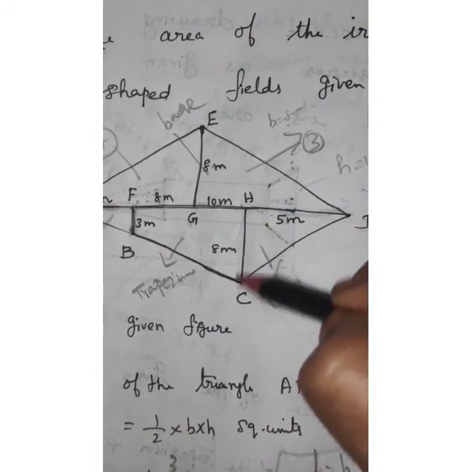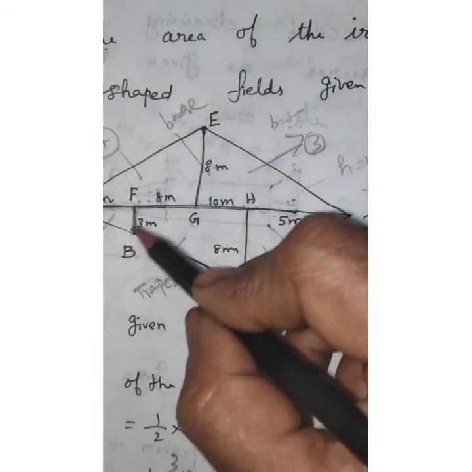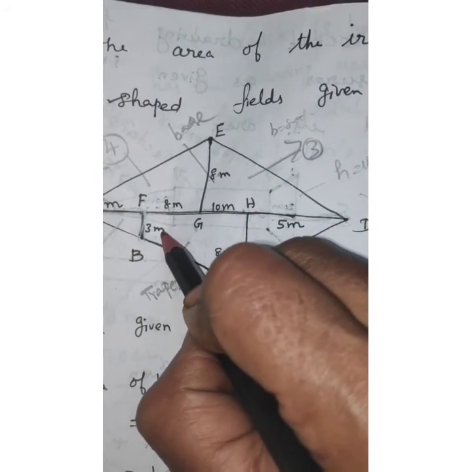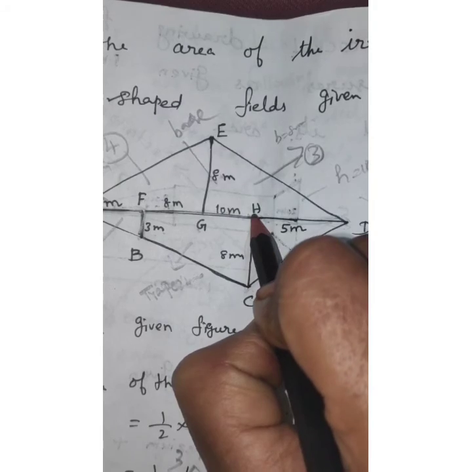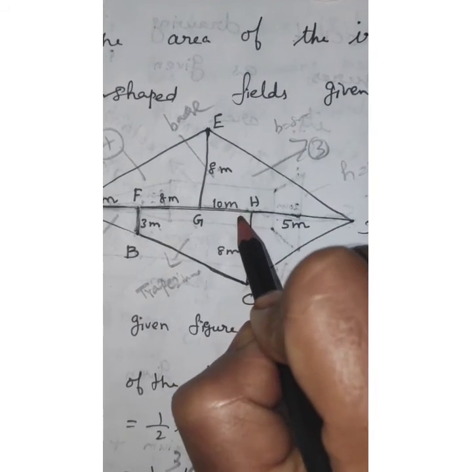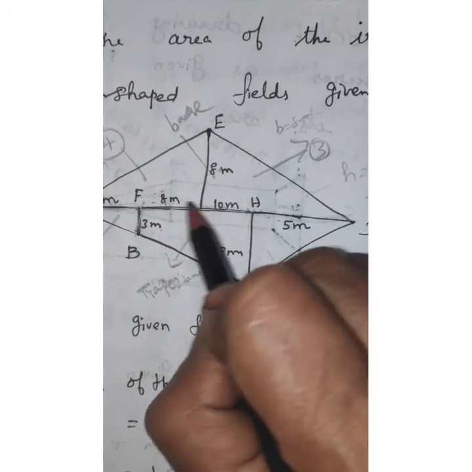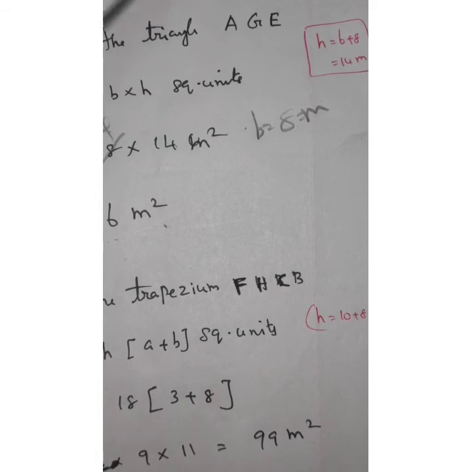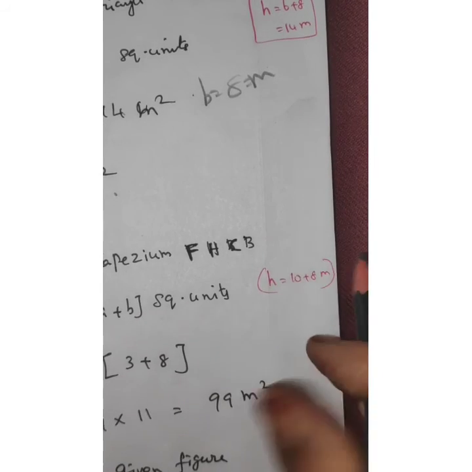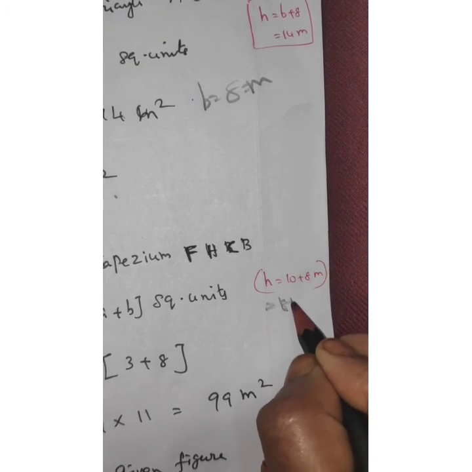So 4 steps are completed. Next find the area of the trapezium. This is the A value, this is the B value, this is the height value. Area of the trapezium formula is 1 by 2 into H into (A plus B). H value equal to 10 plus 8 equal to 18 meter.